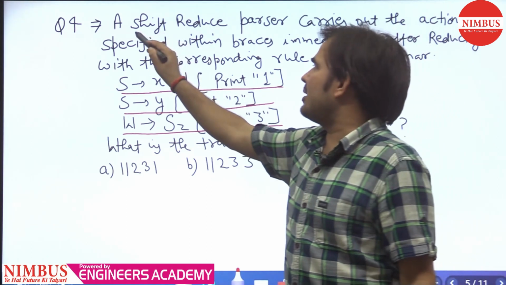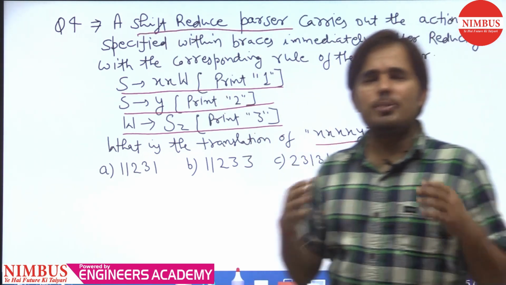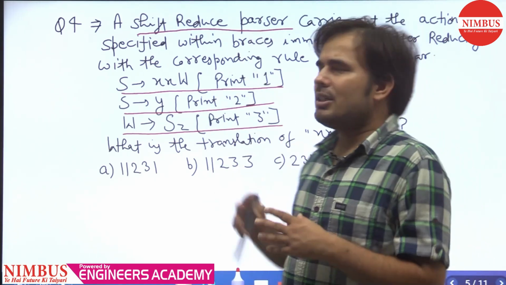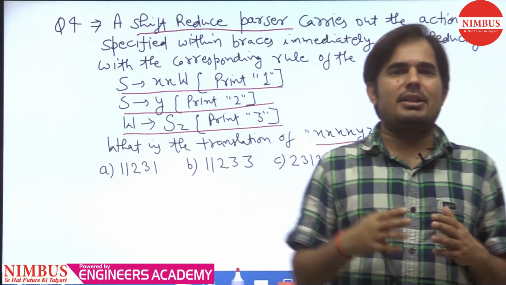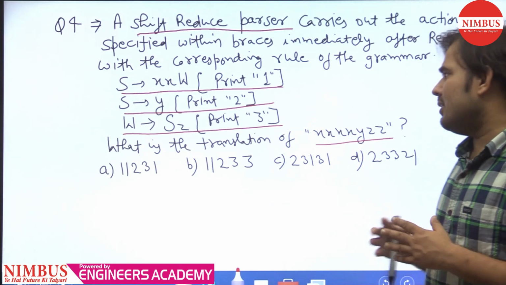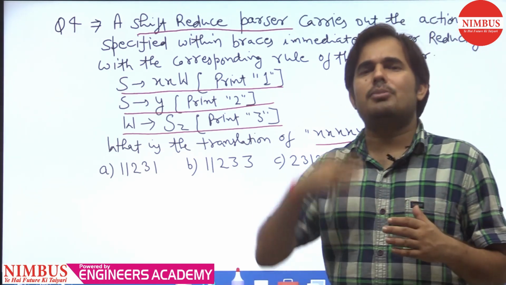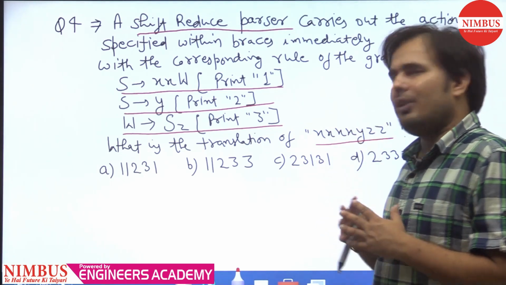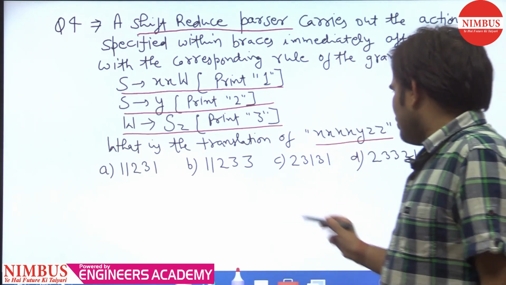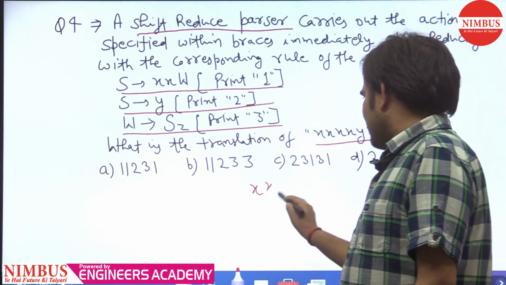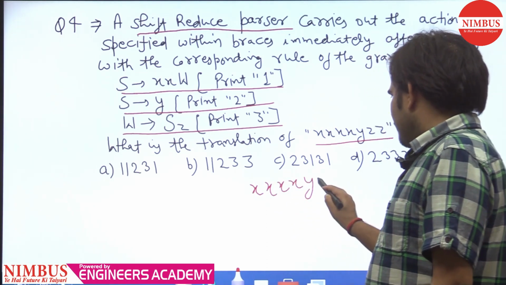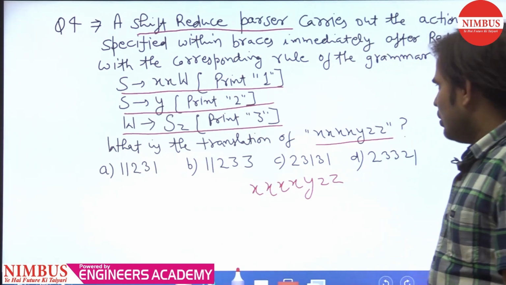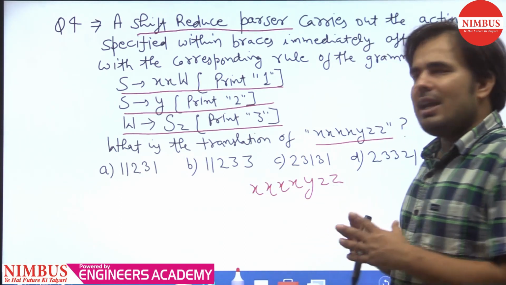So it is using a shift reduce parser. A shift reduce parser is nothing but a bottom up parser. This parser comes under the category of bottom up parser. So these are the translation rules, and we need to use the bottom up parser, meaning shift reduce parser, to print for the given string. We need to take this string x, x, x, x, y, z and z.